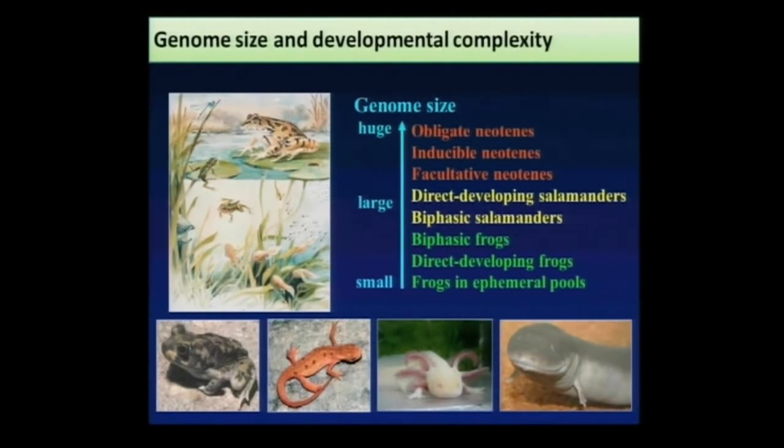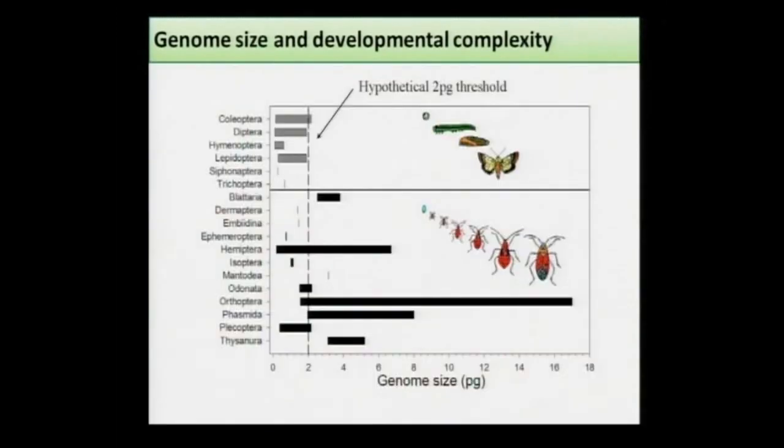This is the order of genomes in that group. So when you lose metamorphosis completely, it seems like you have the growth of a very large genome. And these, again, with fossil data, are thought to be secondary increases. So there's been an expansion of the genome after they lost metamorphosis.